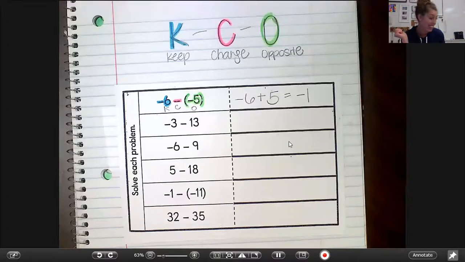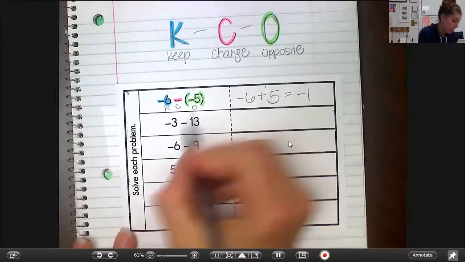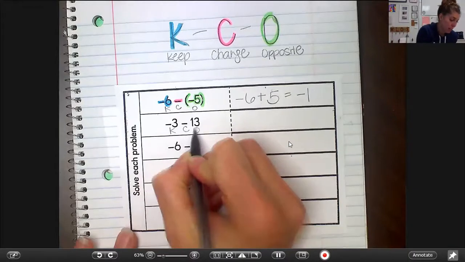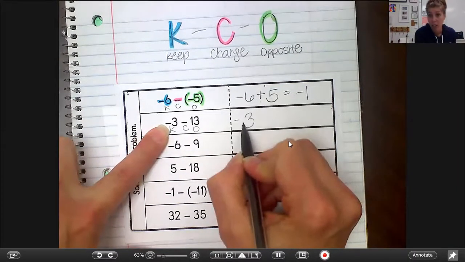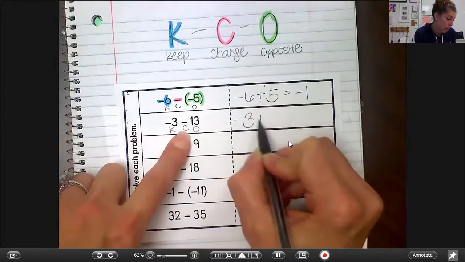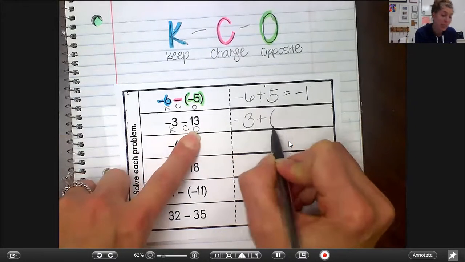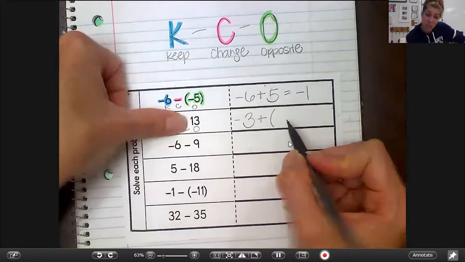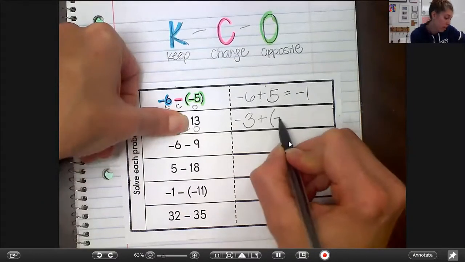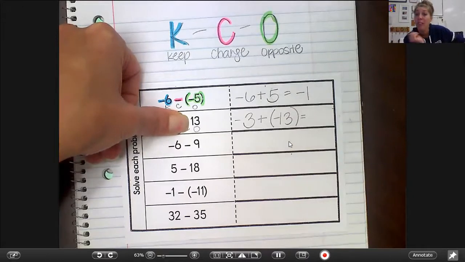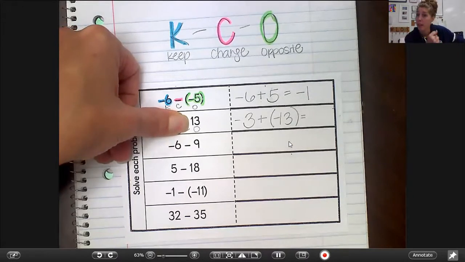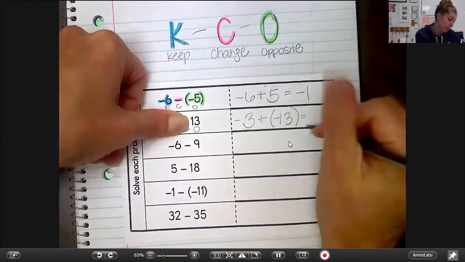Right? Let's do it again. Keep, change, opposite. Keep the first, change that sign to plus, and take the opposite of +13. See, it's +13. Change it to -13. The signs are the same. Add the numbers, keep the sign.